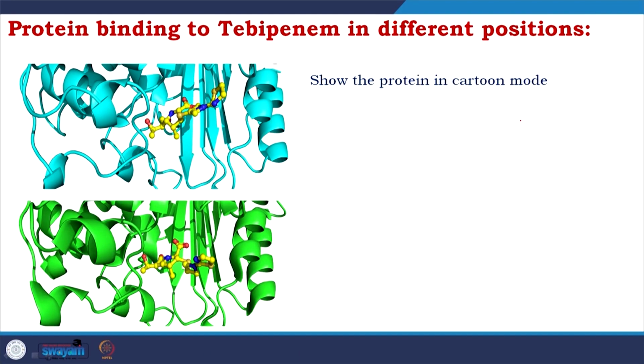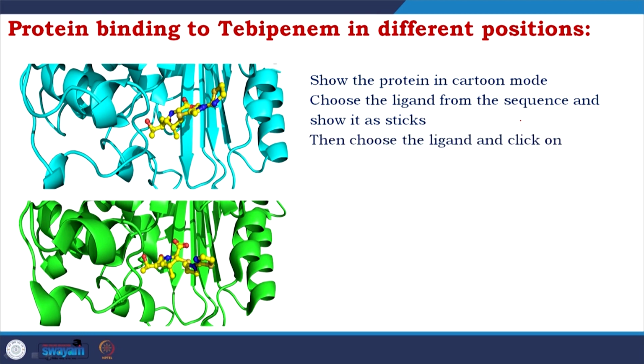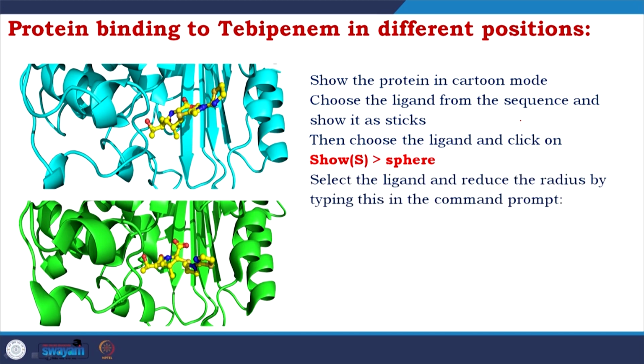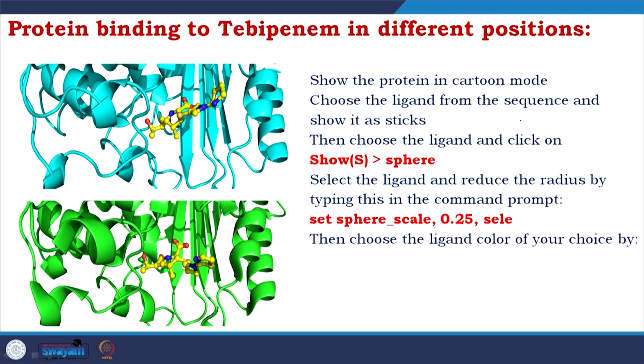To do that, first you have to show the protein in cartoon mode, then choose the ligand from the sequence and show it as sticks, then choose the ligand and click on show sphere, because you remember we want to show the tebipenem in ball and stick mode. Select the ligand and reduce the radius by typing this in the command prompt: set sphere_scale, 0.25, sel. You are fixing the sphere, then choose the ligand color whatever you want.